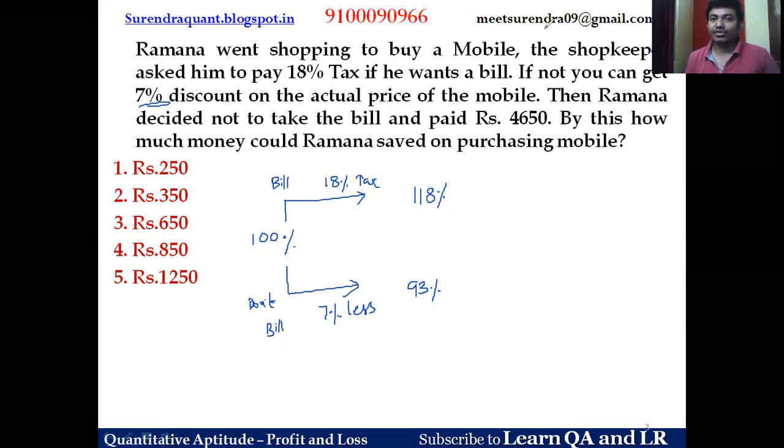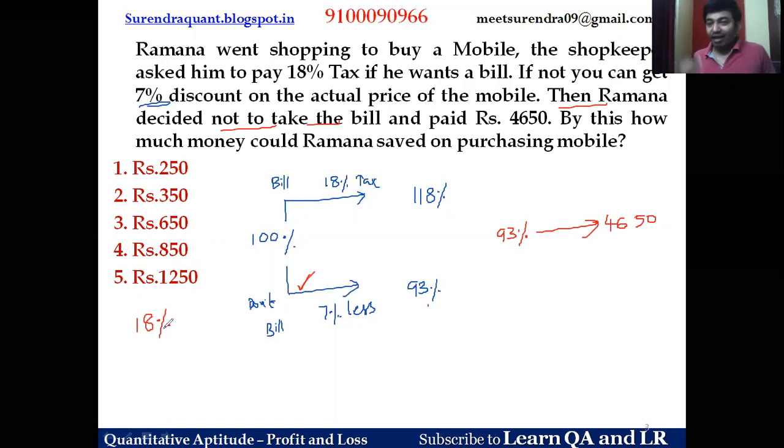What is the next line of the question? Then Ramana decided not to take the bill. So he goes with this method and paid 4,650. So friends, if he doesn't want the bill, he has to pay 93%. And that is how much he paid: 4,650 rupees. Then by this, how much money could Ramana save on purchasing the mobile? See carefully. By avoiding the bill, he gained 18%.